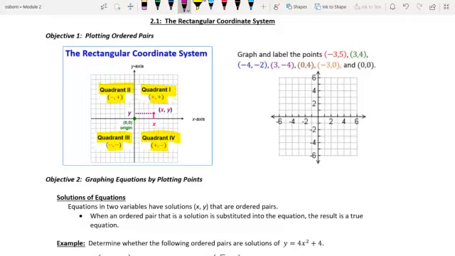All right, so let's just look at a couple real quickly. We'll start with plotting the point negative 3, 5. So I start at my origin, and I move 3 units to the left, 1, 2, 3, and then because it has a value of 5, I move 5 units up. And so that is my coordinate point of negative 3, 5.